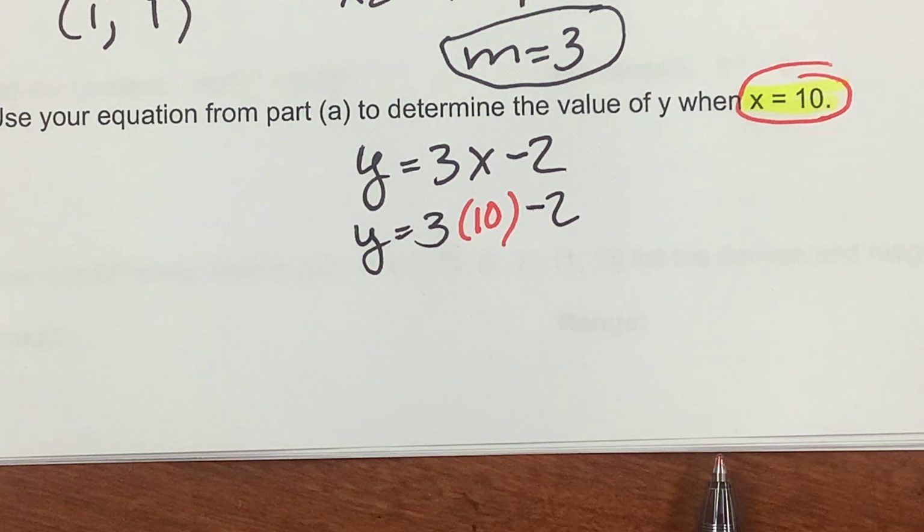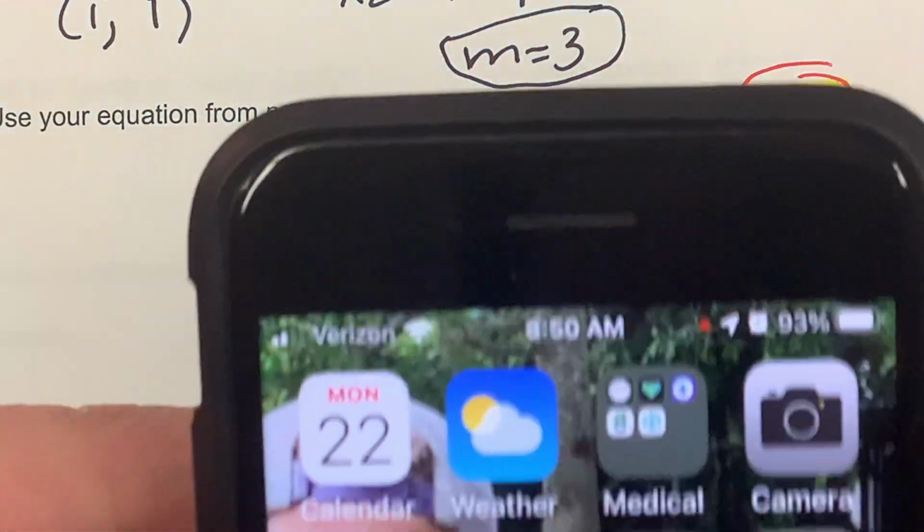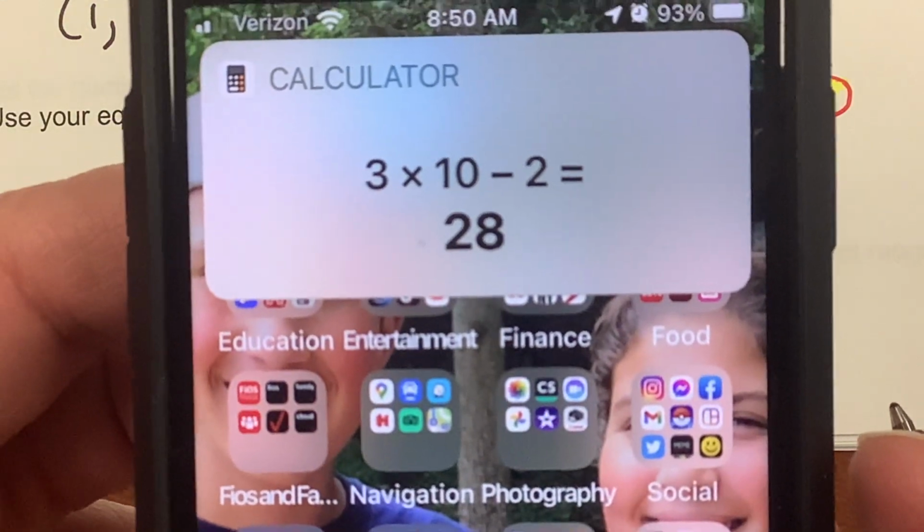What's 3 times 10 minus 2? 3 times 10 minus 2 is 28.